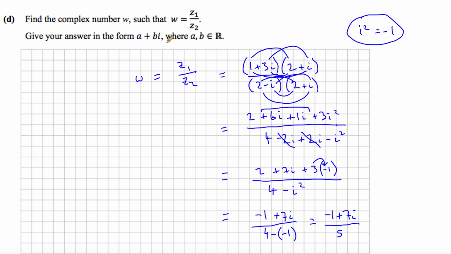So we're almost there. We just need to give it in this form now, a plus bi. So we can split the numerator now with the denominator. So that becomes minus 1/5 plus 7/5 i. Minus 1 over the 5 and then the 7i over the 5. And that's our answer in the form that we're asked for. And that's the end of question 2.